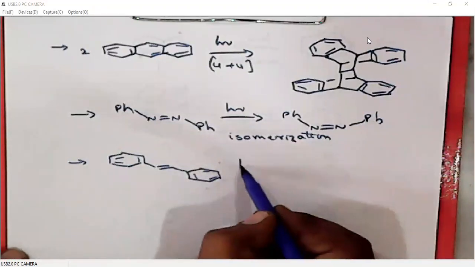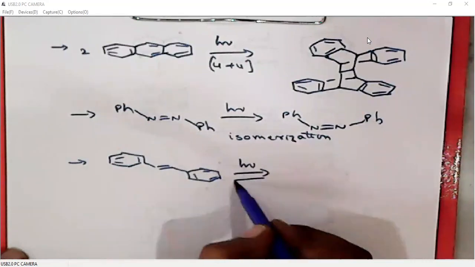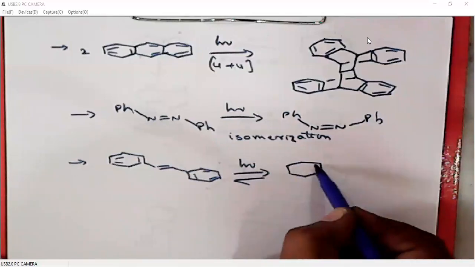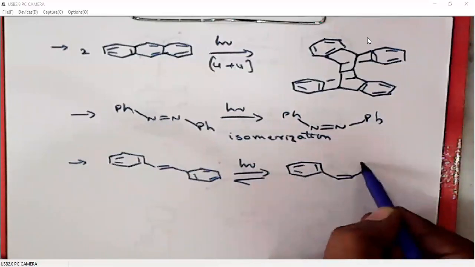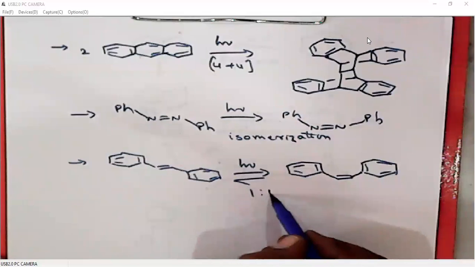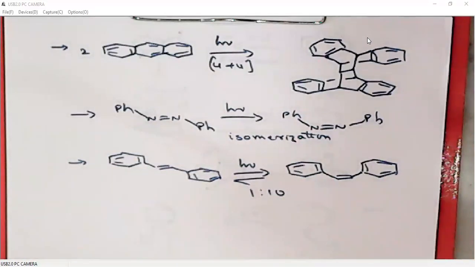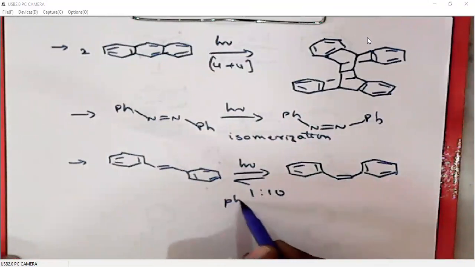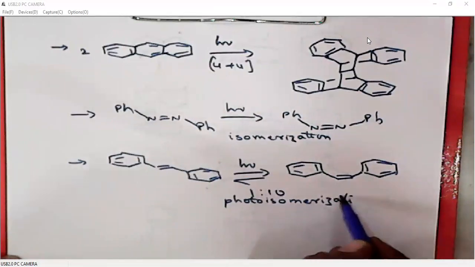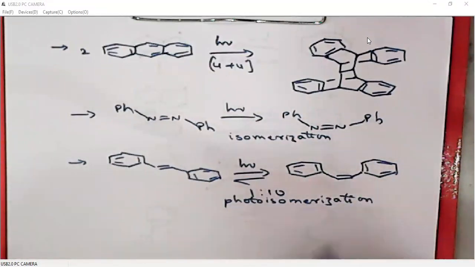This is trans stilbene. When it is treated under photochemical conditions, it is involved in an equilibrium reaction where it will be in equilibrium with the cis compound. This is cis stilbene. Now the ratio of these two compounds in the equilibrium is 1:10. So it is essentially photoisomerization. Then under the same conditions, it will undergo a 6 pi electron electrocyclic ring closing reaction.